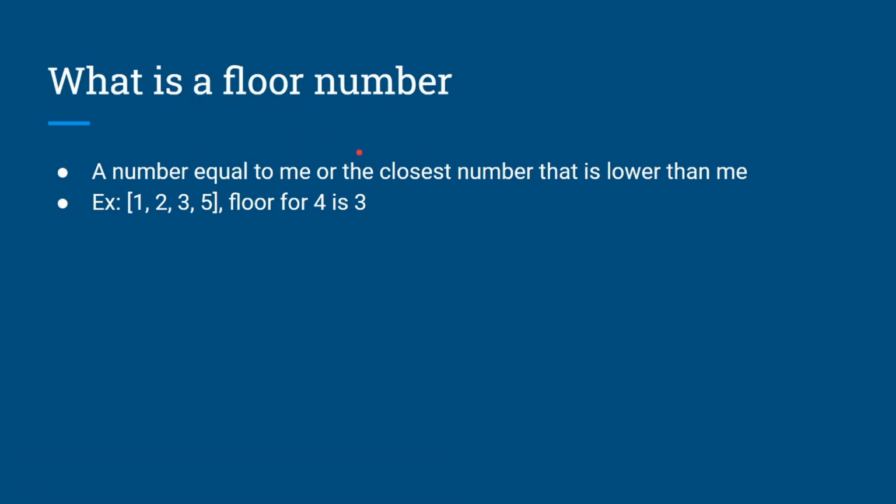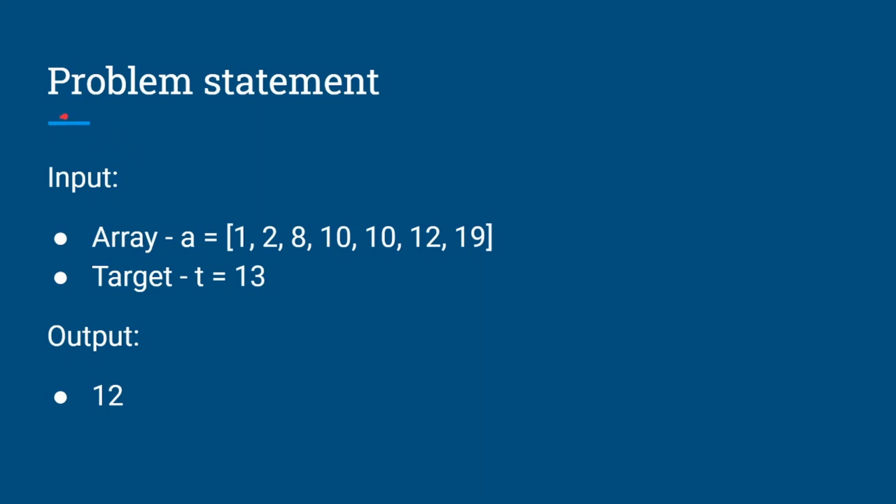What is a floor number? A floor number is a number equal to or closest to you, or that is lower than you. Here's an example. Here's an array, and the floor number of 4 would be 3 because it is the closest number that is smaller.